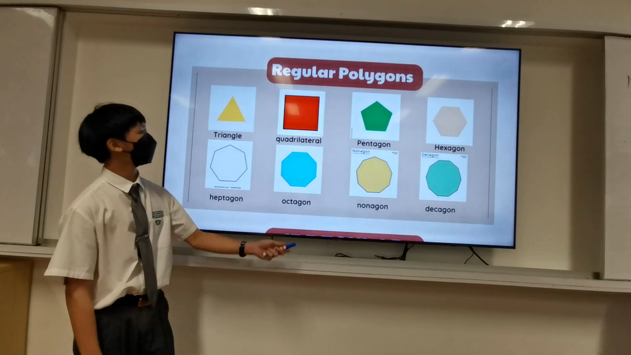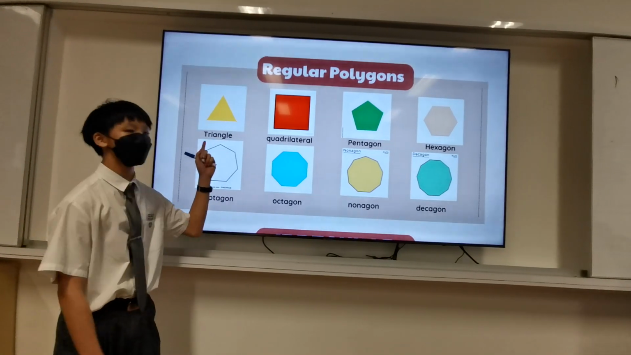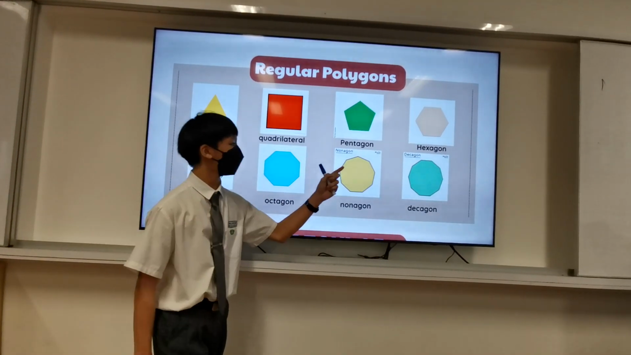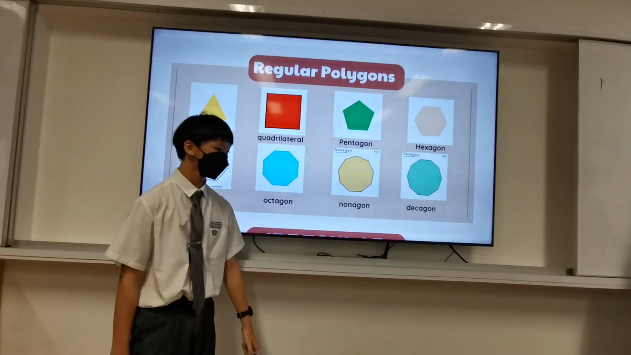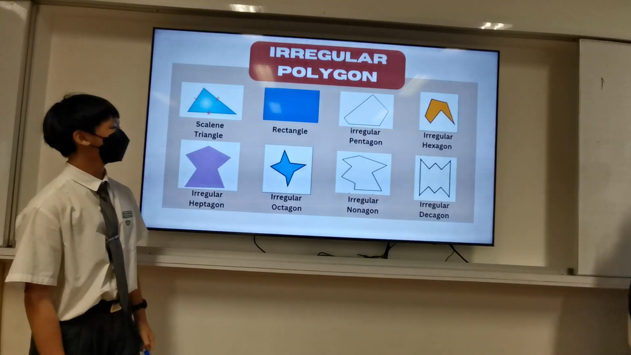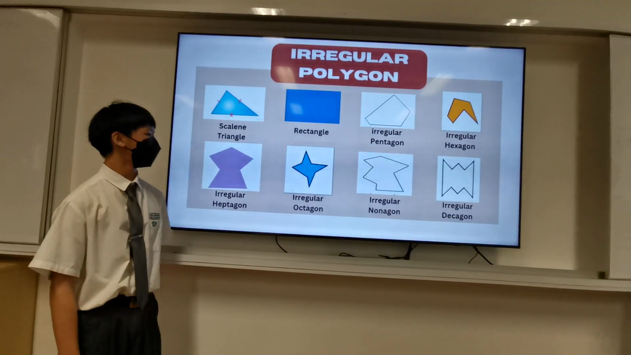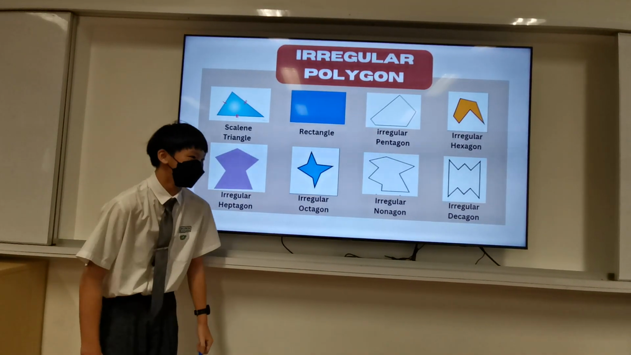These are types of polygons. You have a triangle, quadrilateral, pentagon, hexagon, heptagon, octagon, nonagon, and decagon. These are irregular polygons, and I don't feel like explaining them.